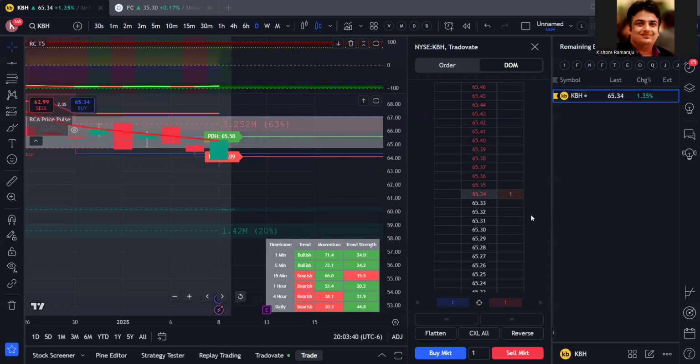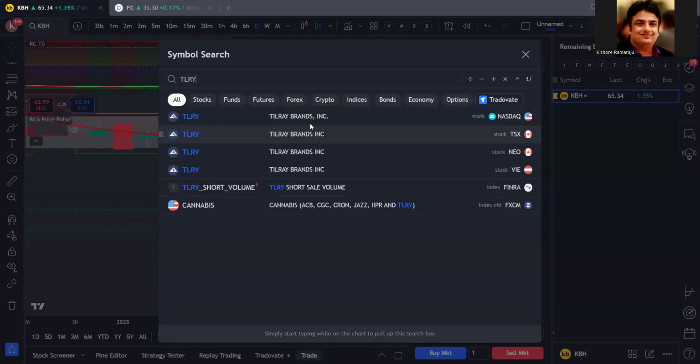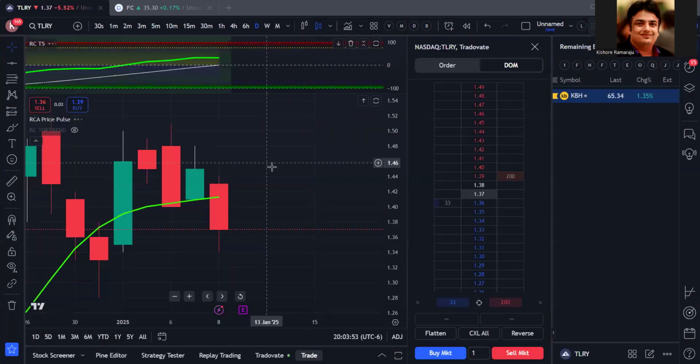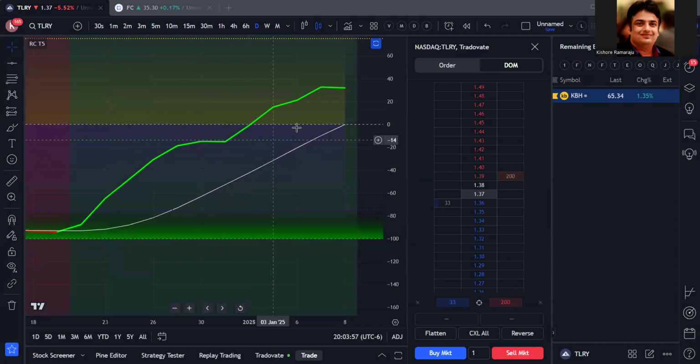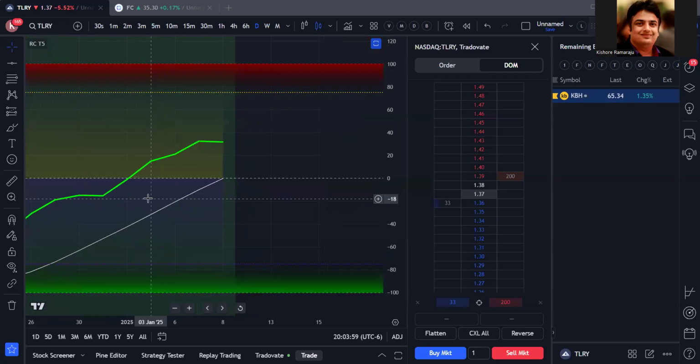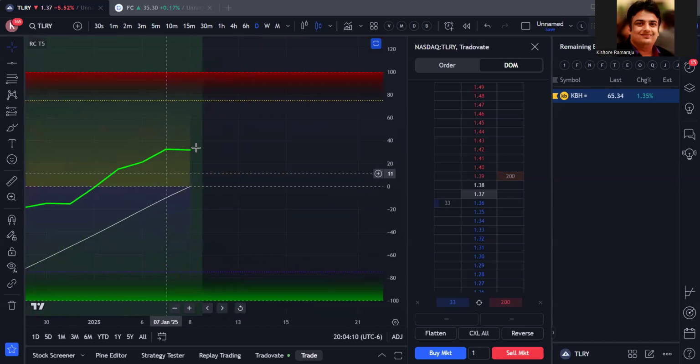Then let's look at TLRY, which is a weed stock. So if you see this one, a lot of buyers are in control, right? There is huge bullish pressure. Buyers are in full control, so there is a high possibility for the stock to go up.